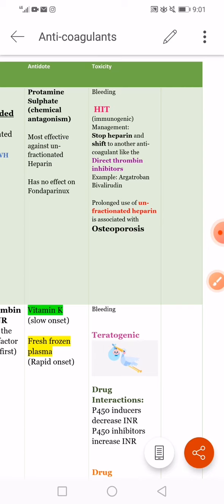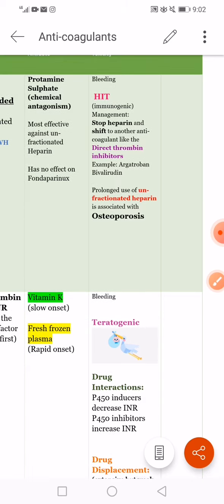What about toxicity? Obviously bleeding, which is a potential toxicity of pretty much every anticoagulant. There's something known as heparin induced thrombocytopenia, which is actually a hypersensitivity reaction. It is an immunogenic reaction basically. So how do you deal with that? Obviously, first of all, you immediately stop giving heparin, and you shift to another anticoagulant which can be used as a heparin alternative, which will have acute anticoagulation without having the immunogenicity of a heparin molecule.